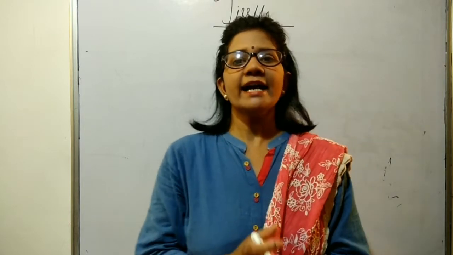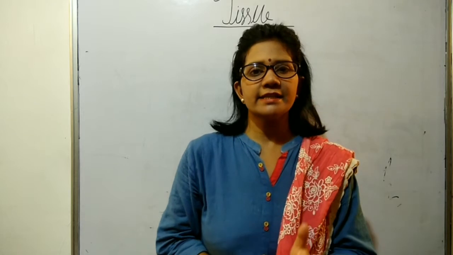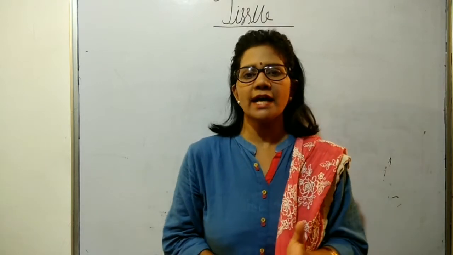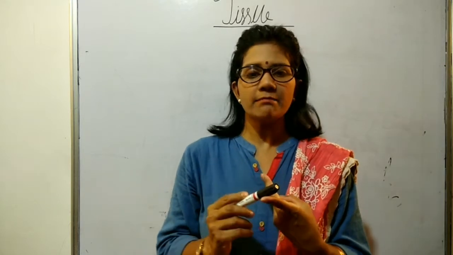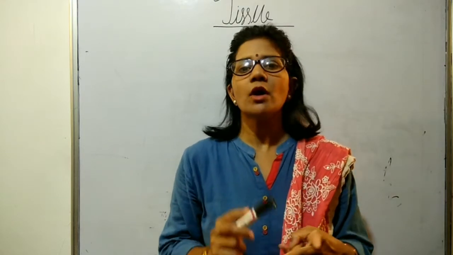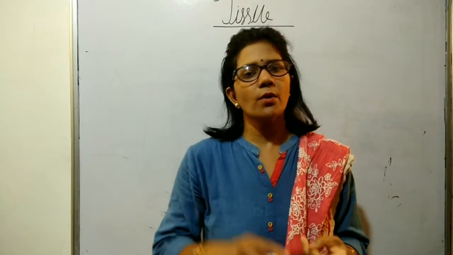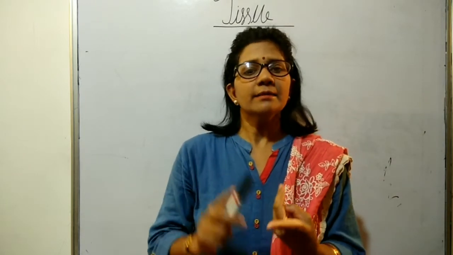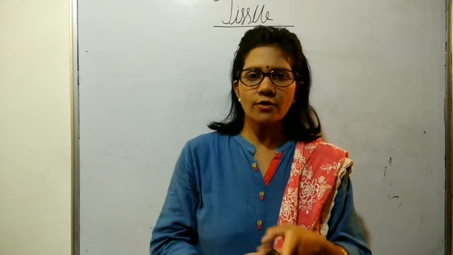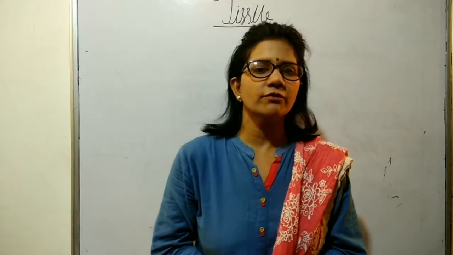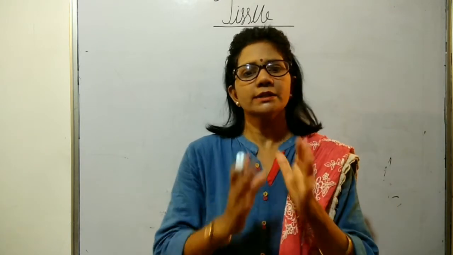So as I told you, on the basis of the division and the maturity of xylem, xylem can be of two types, protoxylem and metaxylem. Protoxylem or the primary xylem, you can find in monocots and dicots both, but the metaxylem or the secondary xylem, which forms due to the secondary growth of the plant, you will find mainly in the trees or the dicots.